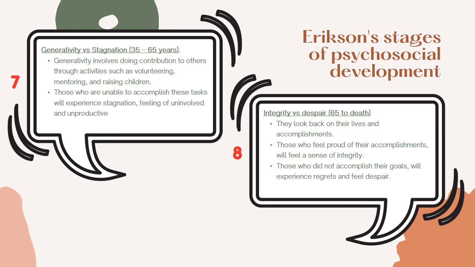And then the final stage is integrity versus despair. From 65 to death, they will look back on their lives and accomplishments. Those who feel proud of their accomplishments will feel a sense of integrity. But those who did not accomplish their goals will experience regrets and feel despair.